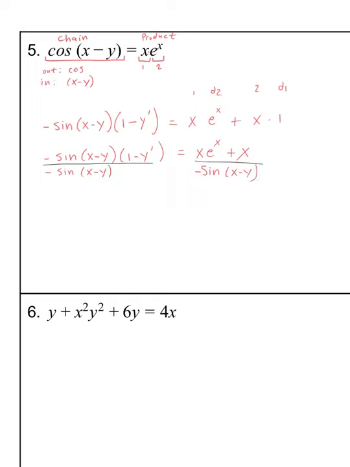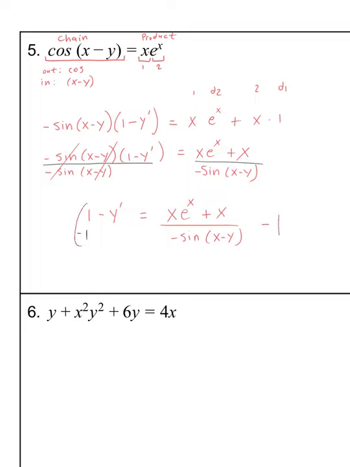Okay, now this all cancels. On the left, I'm left with 1 minus y prime. On the right, I have a big messy fraction, x e to the x plus x, all over negative sine of x minus y. Now I just have to get y prime by itself. So I'm going to subtract 1 from both sides. So minus 1 and minus 1.